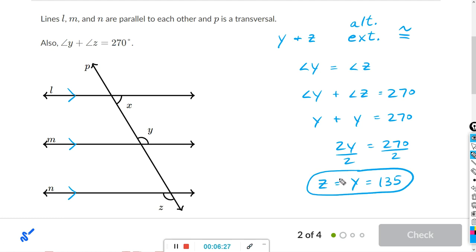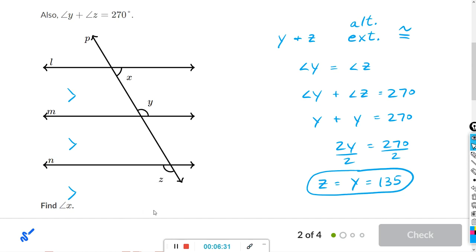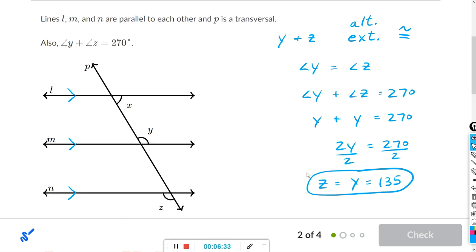Okay? But that's not what they asked for. They want to know angle x. All right? So let's see. I'll do it in a different color. Okay? We said y is 135.